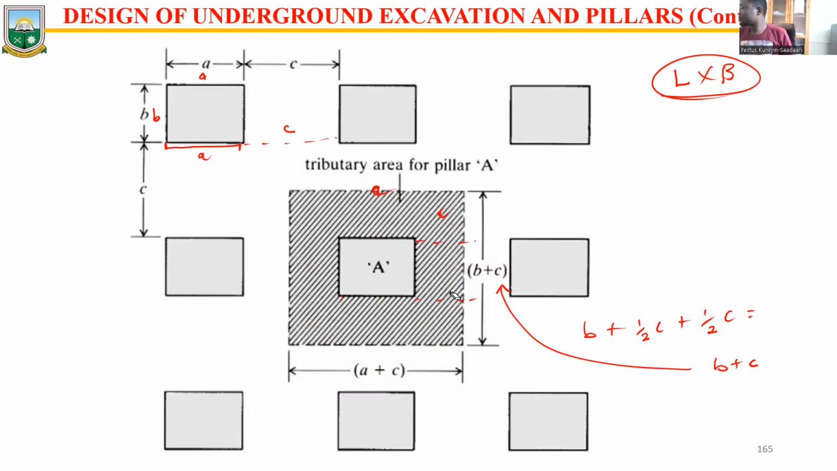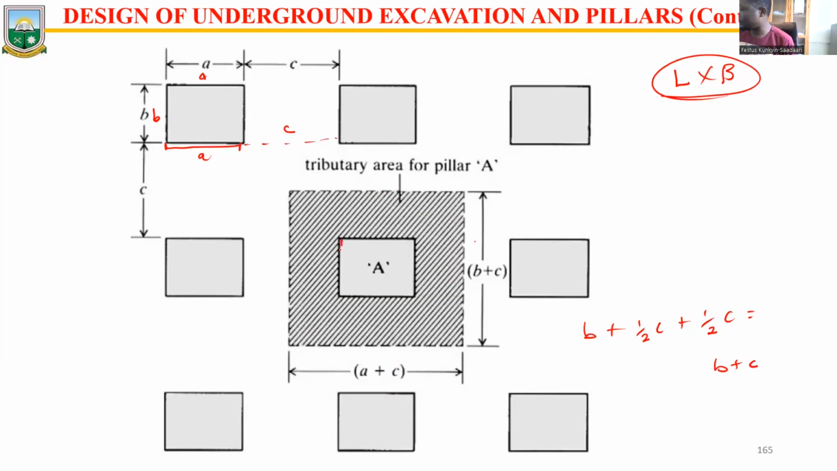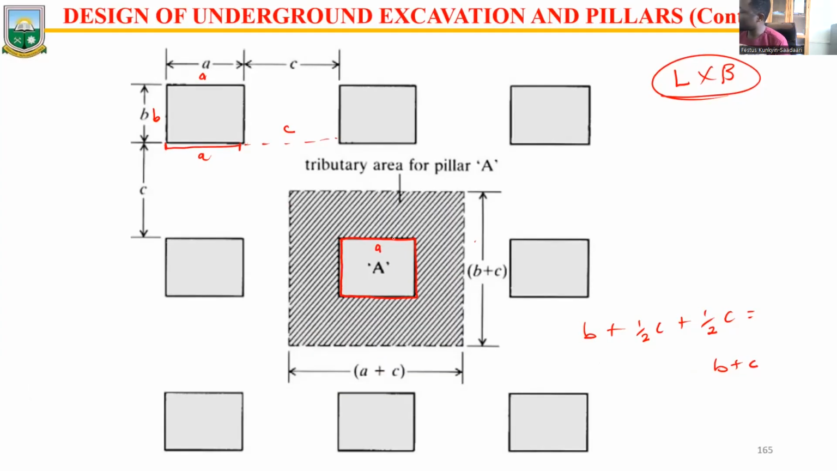So what we are saying is that we are taking this as our pillar. This is the pillar, where the big A is the pillar. Then we are denoting the dimensions of the pillar as A and B.